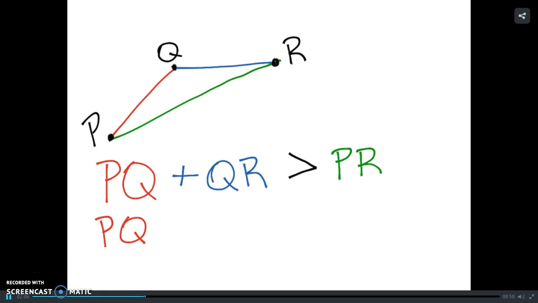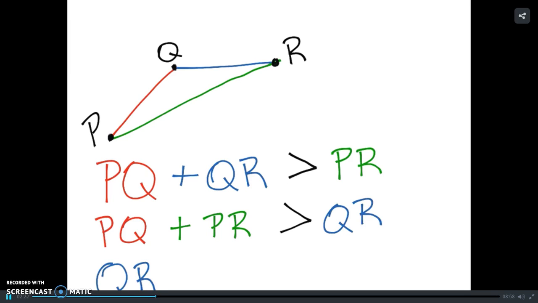So we could also have added PQ and PR, and those two have to be bigger than QR. Or we could add QR and PR, and those two sides have to be bigger than PQ. So we're going to be using this rule, and we're going to try an example.